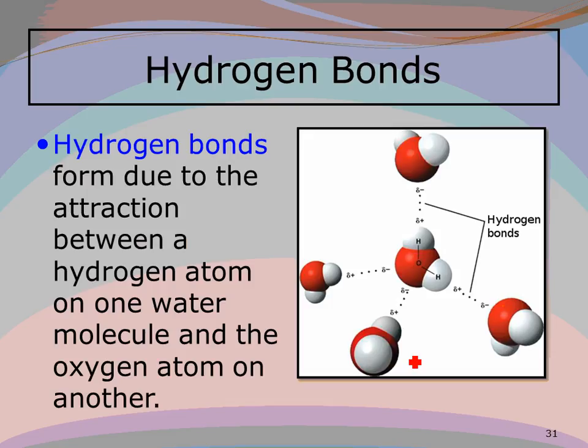So hydrogen bonds are formed between water molecules. In other words, they're formed between that partially positive hydrogen atom and the partially negative oxygen atom. And this is review. We learned this on Friday.